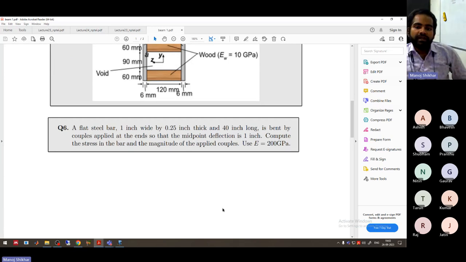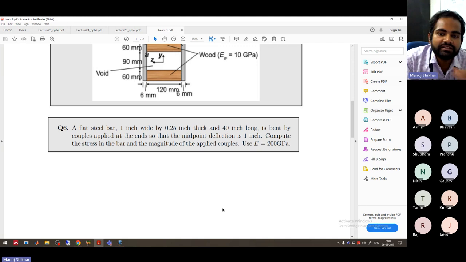Now the next question is a flat steel bar, 1 inch wide by 0.25 inch thick. So they have given you the cross-sectional details: the width B is 1, and the thickness is 0.25. And the length is 40 inch long, is bent by couples applied at the ends so that midpoint deflection is 1 inch. Compute the stress in the bar and the magnitude of applied couples. Use E equal to 200 GPa.